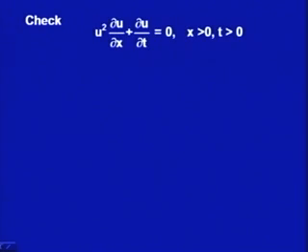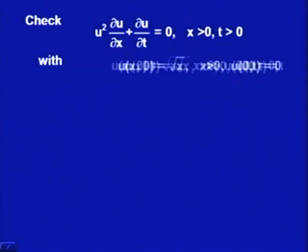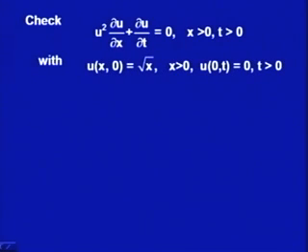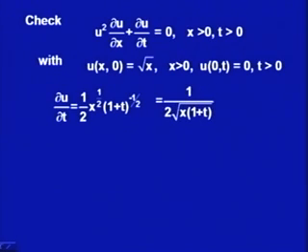The given differential equation is u² ∂u/∂x + ∂u/∂t = 0, and the solution we had obtained with the initial condition u(x,0) = square root of x and u(0,t) = 0. So, we have the solution u(x,t) = square root of x upon 1 + t. First find ∂u/∂t, that is half times x to the power half into (1 + t) to the power minus half, which we can write as 1 upon 2 times square root of x into (1 + t).